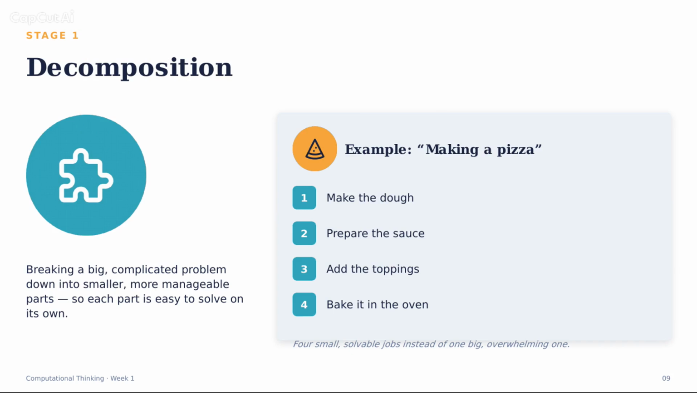Take making a pizza. That's actually 4 separate jobs. Make the dough, prepare the sauce, add the toppings, bake it. 4 small solvable tasks instead of one big overwhelming one. That's decomposition in a nutshell.